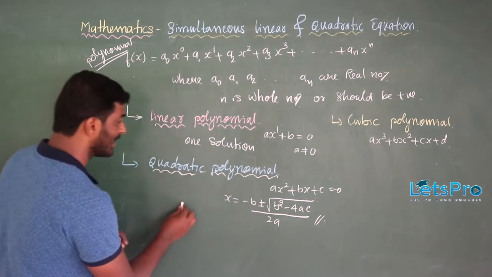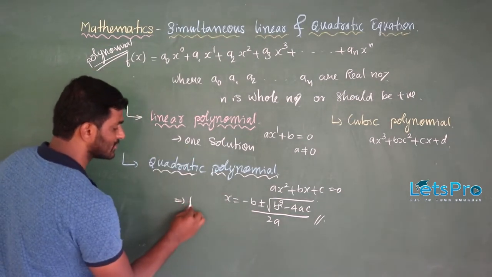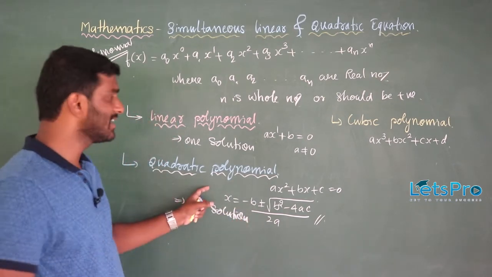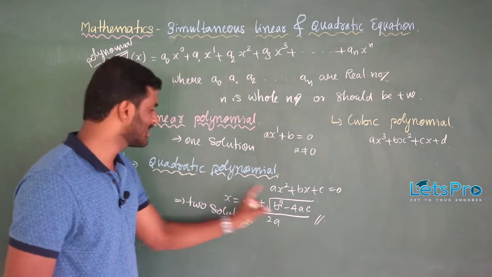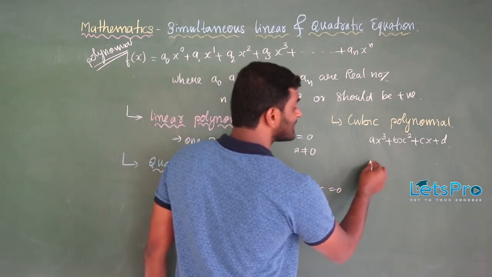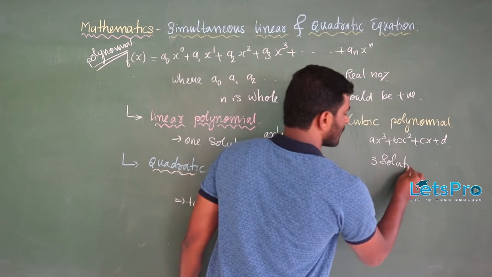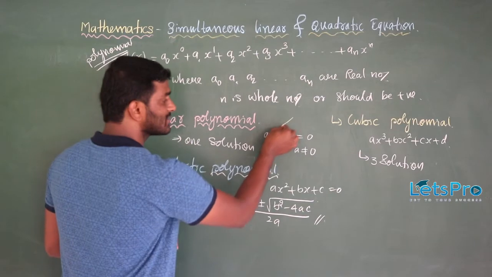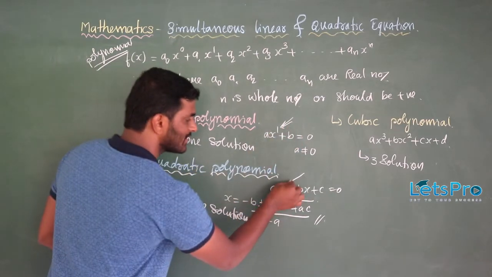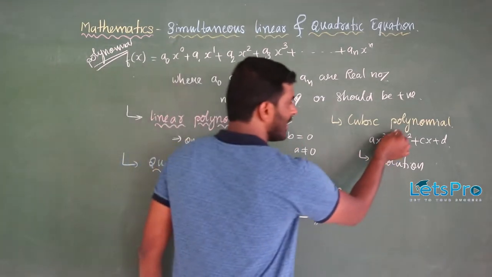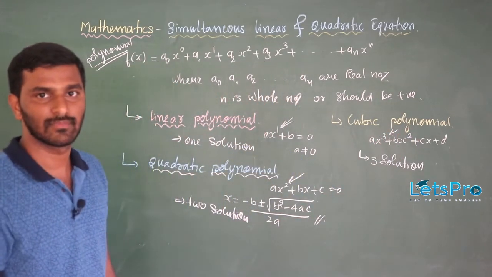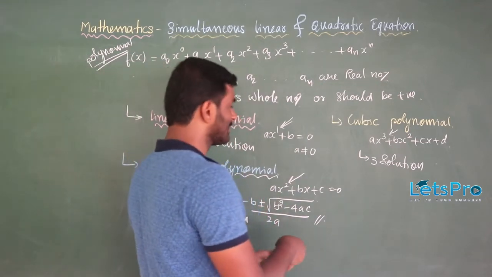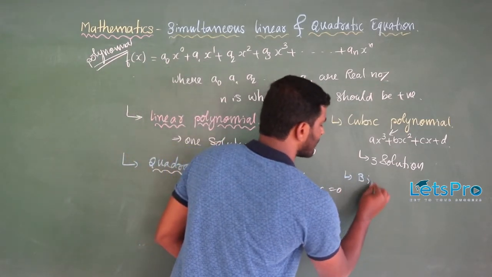If the highest degree is 2, then there are two solutions. How many solutions? Two solutions. So what is the highest degree? The highest degree is 1 in a linear equation, and 2 in a quadratic equation. In a cubic equation there are 3 solutions, and the highest degree is 3. So the highest degree is 1 in a linear equation, 2 in a quadratic equation, and 3 in a cubic equation. And more than 3, it is nothing but biquadratic.